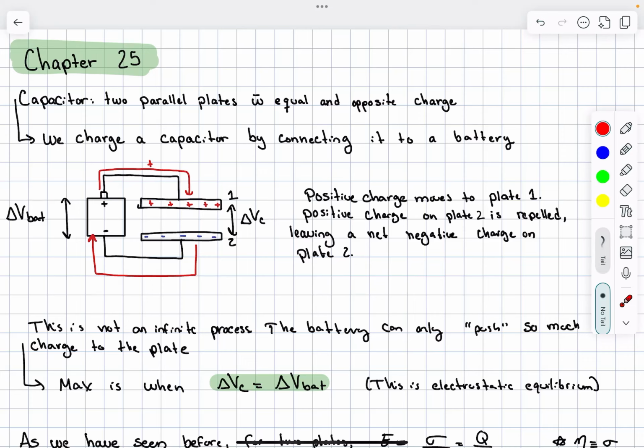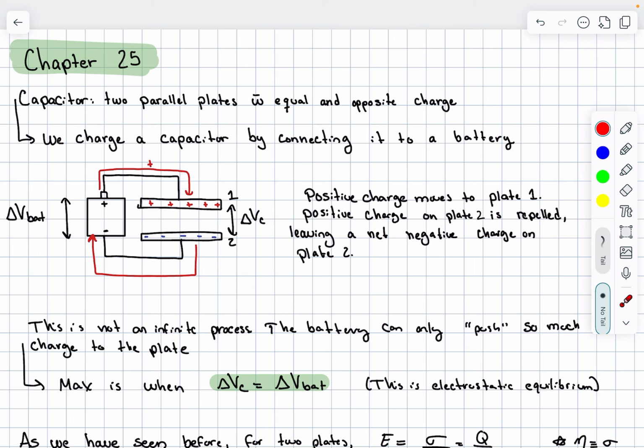So I just want to take a couple minutes to talk about what a capacitor is. Hopefully you remember from previous weeks that it's really just a two parallel plate system where each plate has equal and opposite charge. So we've seen, okay, there's positive charge and there's negative charge. The idea here is really to understand how the charge got there in the first place.